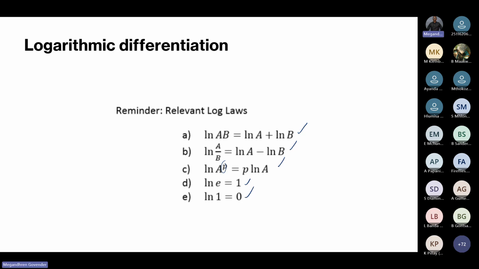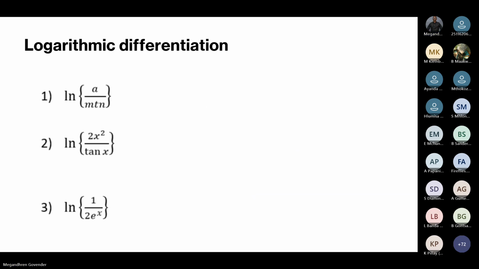But now, how do we use this to simplify and differentiate some very complicated things that involve quotients and products? For example, let's say I wanted you to find the derivative. Watch this, guys. I want you to find the derivative of, say, this function over here. Now, that looks a bit difficult, doesn't it?